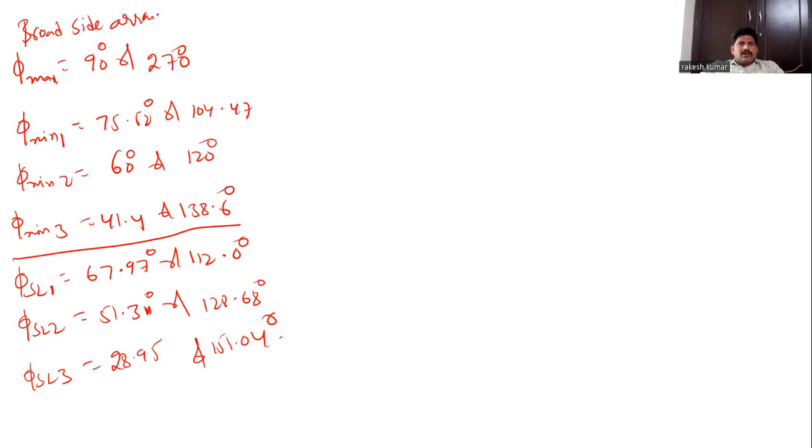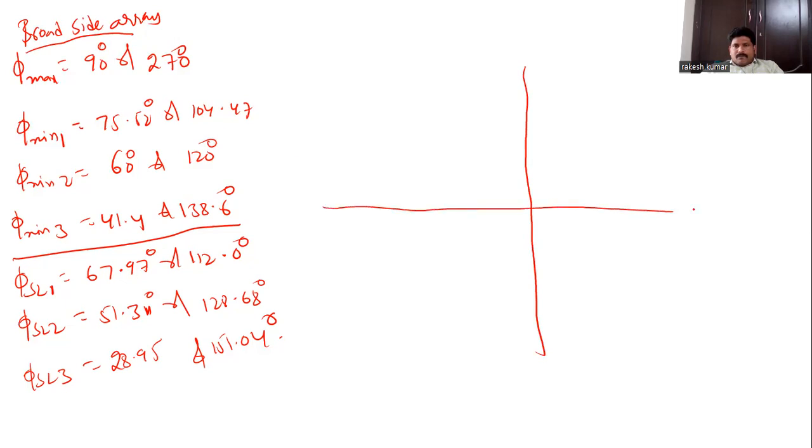Now we want to draw the diagram and insert all these things. The diagram is very important, so draw the diagram carefully. This is my diagram. This is theta alpha is 0 degrees, this is 90 degrees, this is 180 degrees, and this is 270 degrees.